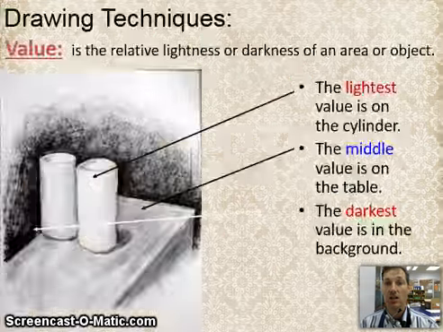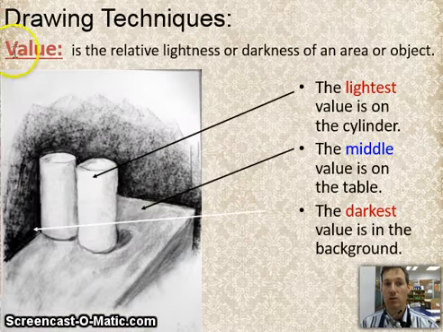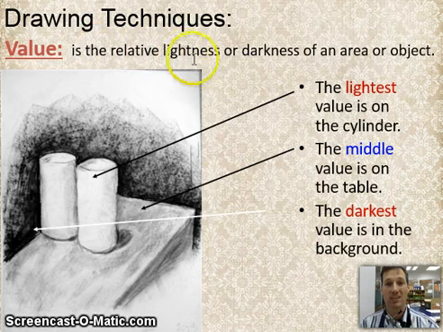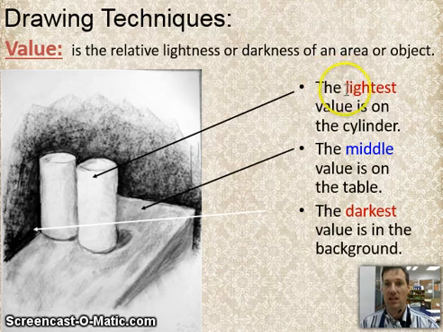So, as we start talking about drawing, value is going to be essential because it will describe the lightness or darkness of the things we are drawing. So first of all, let's break it into three pieces: lightest, middle, and darkest.